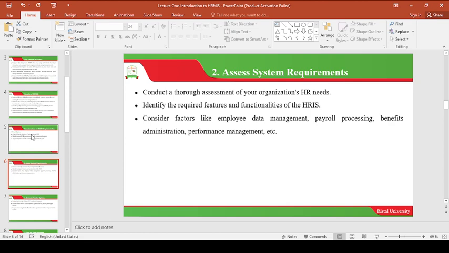But otherwise, if you have a system which cannot even track employee data or payroll, it cannot process payroll, then that system is not considered to be effective for the organization.